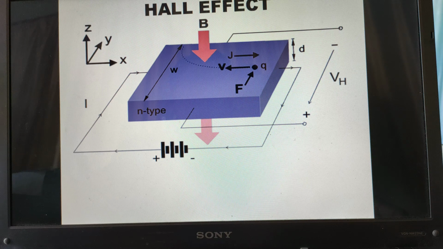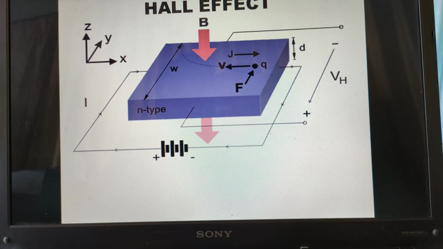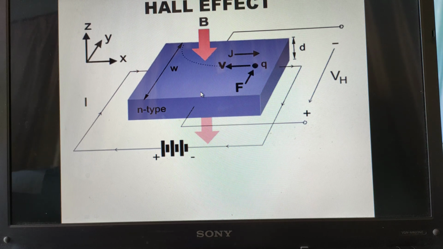So this is a simple arrangement proposed by Professor Hall, in which he has taken any type of material you can take, either p-type or n-type. Here we have taken n-type material. Along one direction we have taken current that is flowing along the x-axis. Along the y-axis the potential is developed, and along the z-axis the magnetic field is applied.